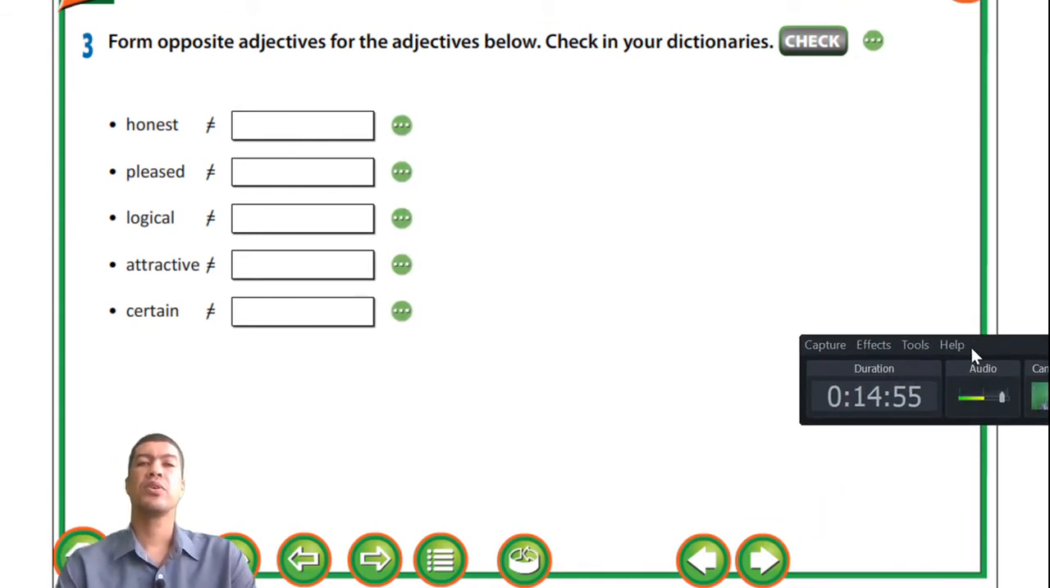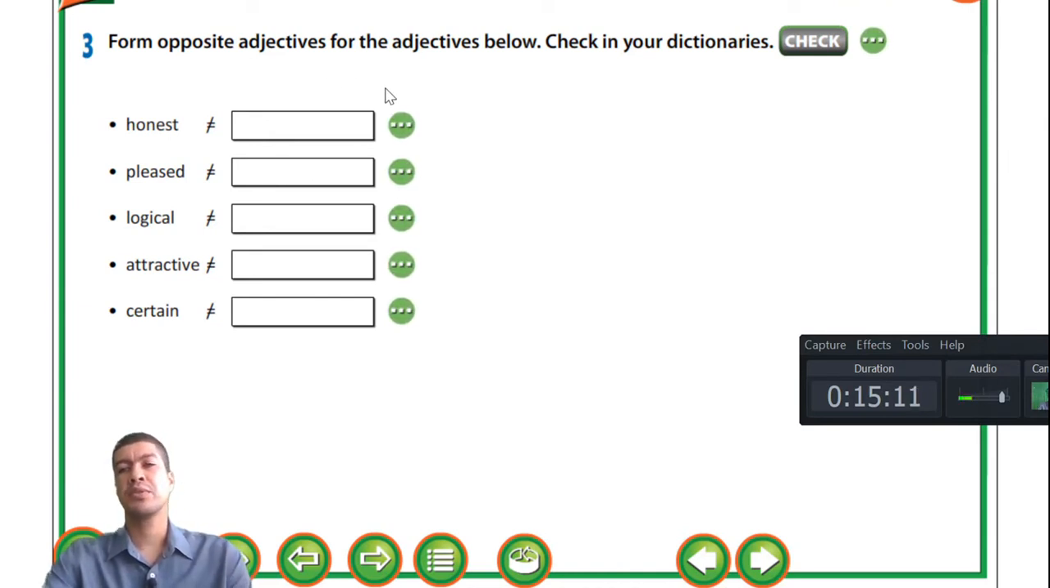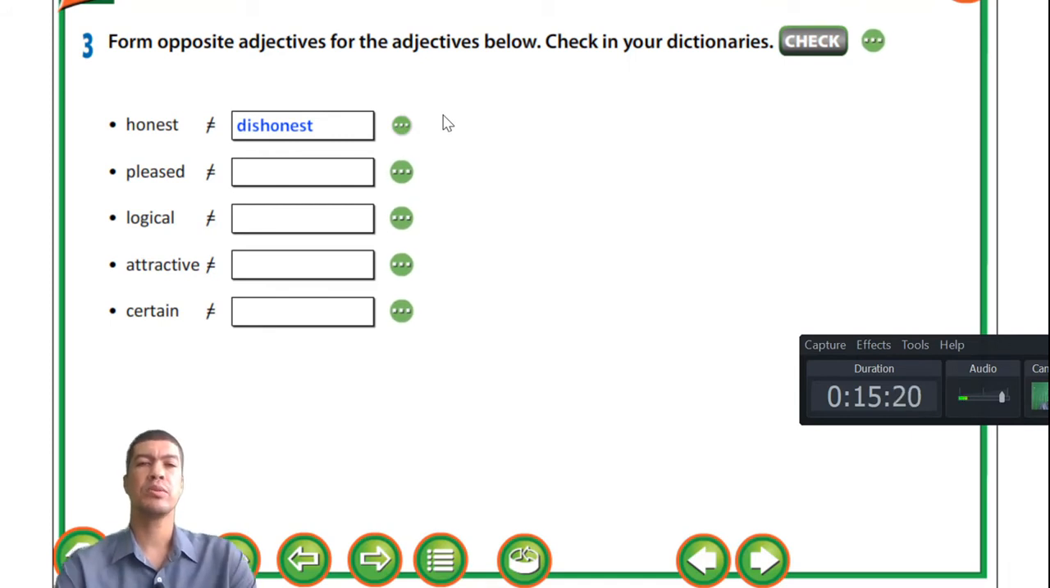Okay, now form opposite adjectives from the adjectives below. Check in your dictionaries, if you have dictionaries open. What do you think is the opposite of honest? I'll give you a clue, it starts with a D. Dishonest. If you look at word number two, pleased means that you accept something, you are pleased with it. And the opposite is displeased, when you are not pleased with something.